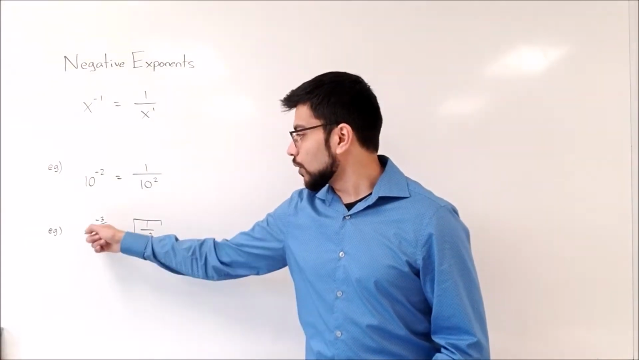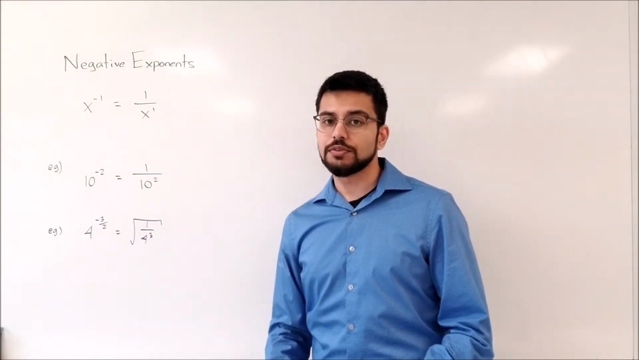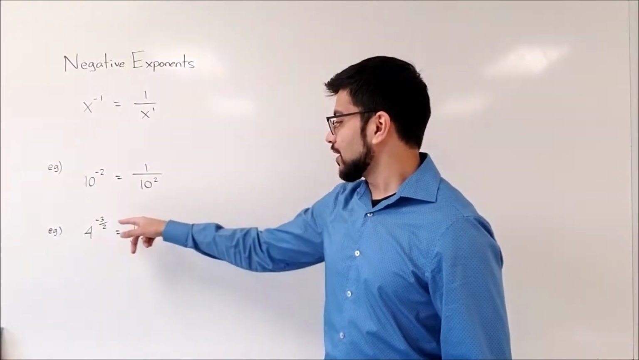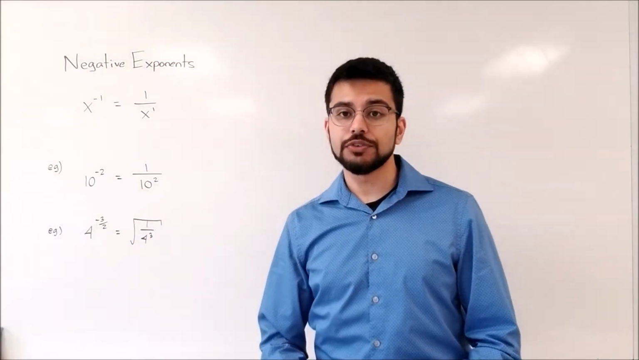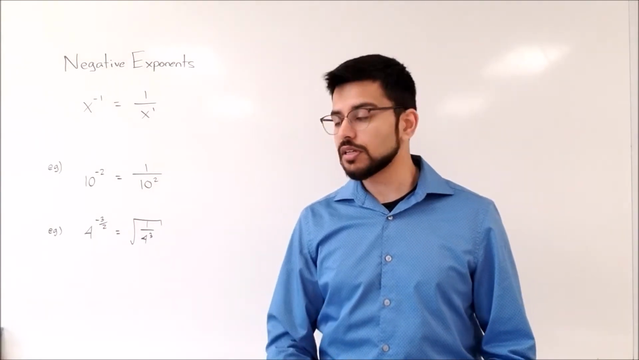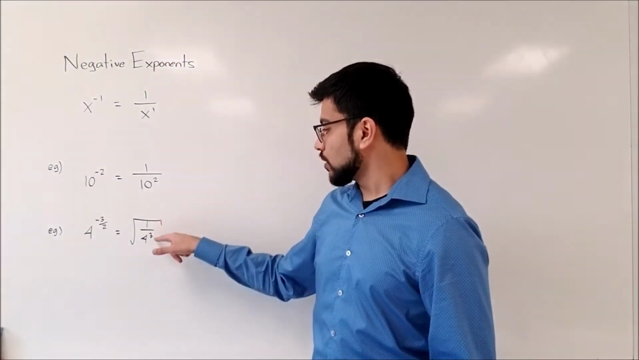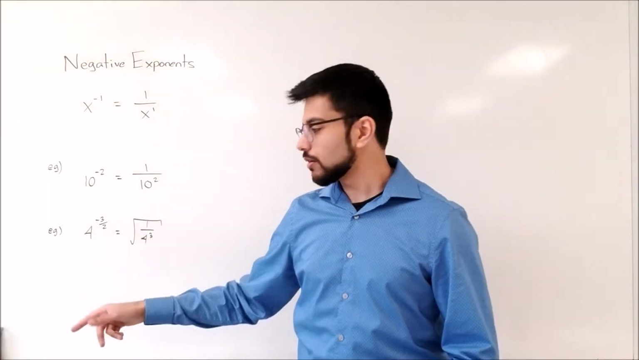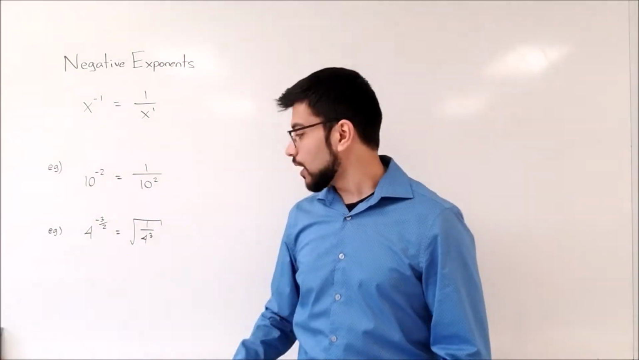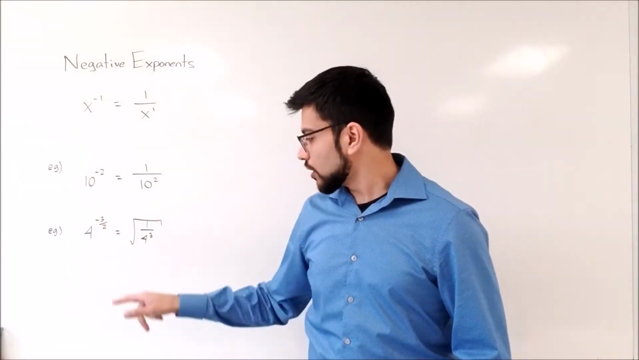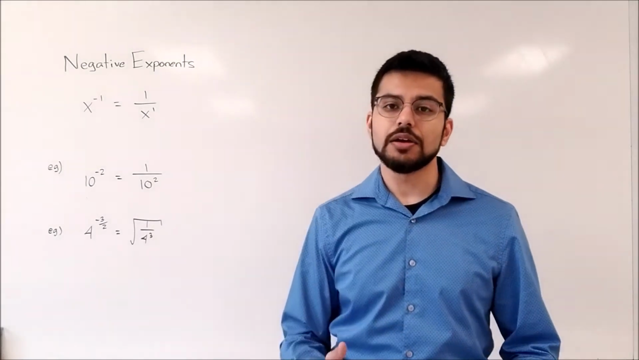I can use some more complicated examples. For instance, I could have 4 to the negative 3 halves. So we have a fractional exponent and it's negative. Great. Well, I can start by working with the numerator first, which is always the exponent acting on the number. So I still have 1 over 4 to the 3. That negative has now become a positive. And because of the 2, it means that I'm taking a square root. So I'm taking the square root of the entire radical.